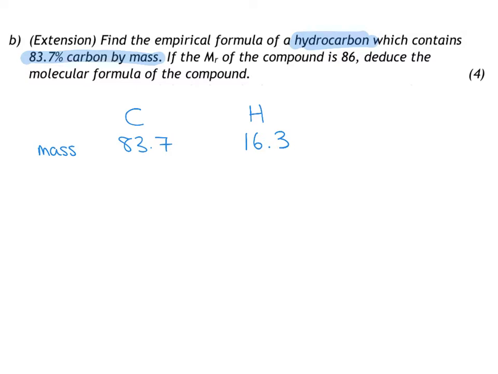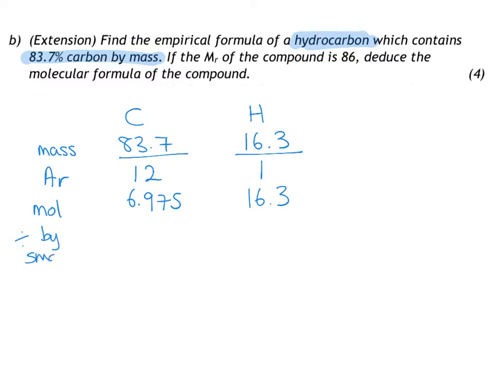From then on, I'm going to follow so far the same method. Find the atomic masses on the periodic table, divide the mass in grams by atomic mass to get moles, and I get 6.975 moles of carbon for every 16.3 moles of hydrogen. Now, if you've done empirical formula before, the next thing you'll be told to do is divide by the smallest number, and a lot of people just learn that. And the reason we're doing that is just because we're trying to get a simple ratio.